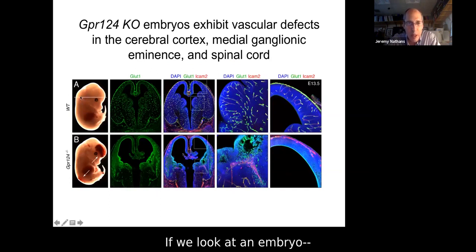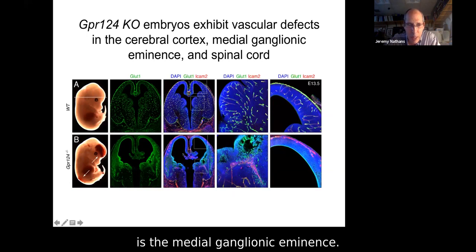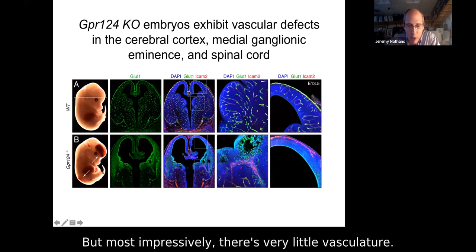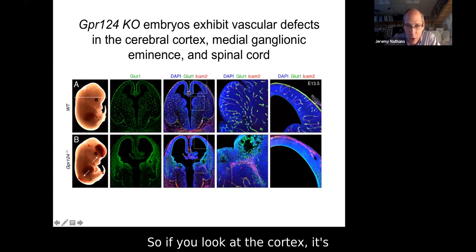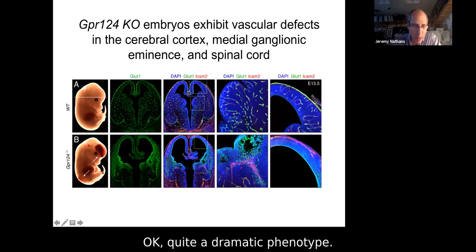If we look at an embryo, this is about day 13, and we section through the head, we see lots of blood vessels in the CNS. Let's just look at the cortex on the right. You can see the blood vessels in the cortex at this point, and the second from right is the medial ganglionic eminence. And in a GPR124 knockout, first, there's a lot of bleeding in the CNS. This is secondary to vascular breakdown. But most impressively, there's very little vasculature. So if you look at the cortex, it's essentially avascular. And likewise for the medial ganglionic eminence. And there's also a fair bit of cell death occurring. Okay, quite a dramatic phenotype.